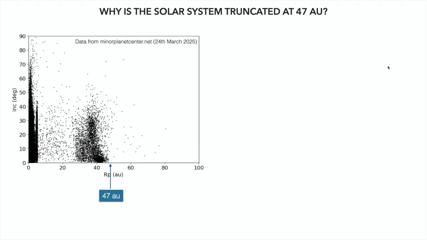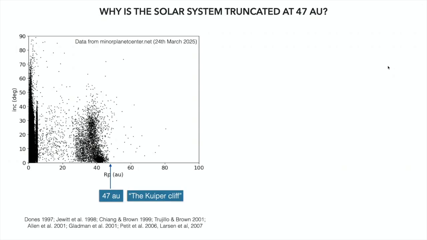Indeed. So this is called the Kuiper Cliff. It was a problem in 1997. The problem hasn't got any better, so it's not some sort of selection effect. What do you think the explanation is? We're just 25 years late.